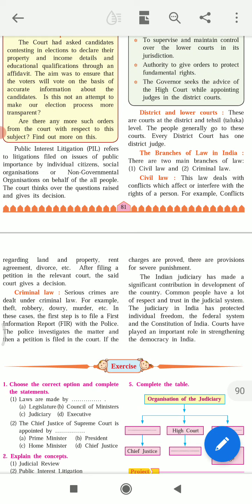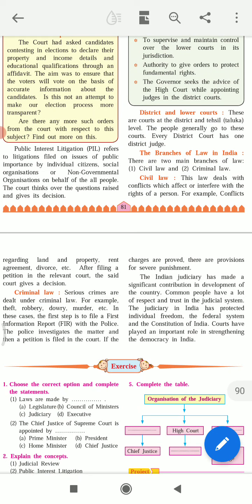So, children, what is the full form of FIR? That is first information report. The police investigates the matter and then a petition is filed in the court. If the charges are proved, there are provisions for severe punishment.